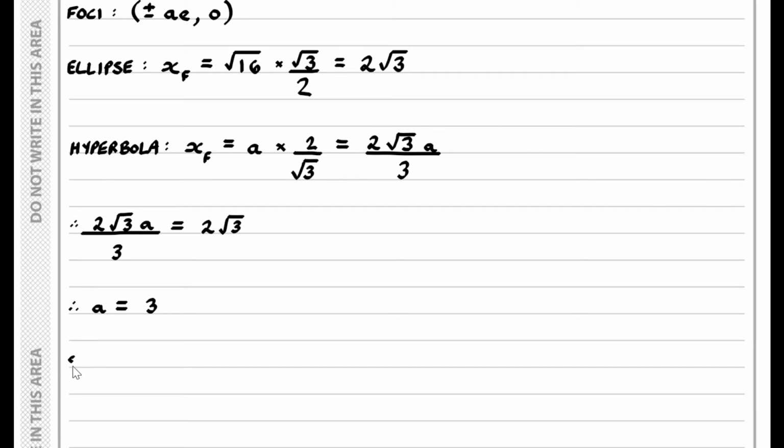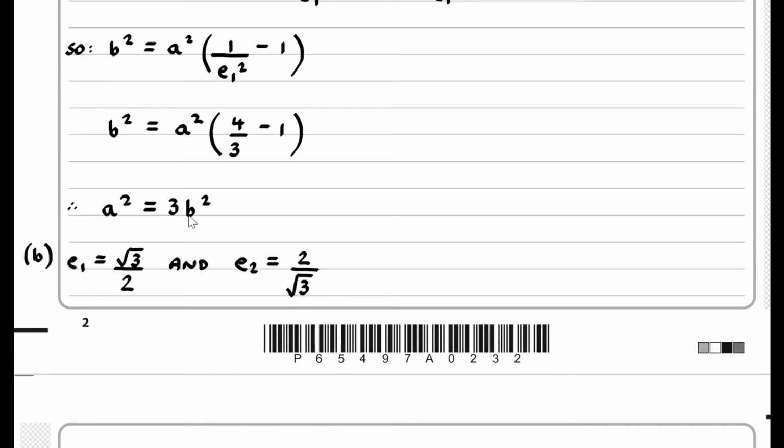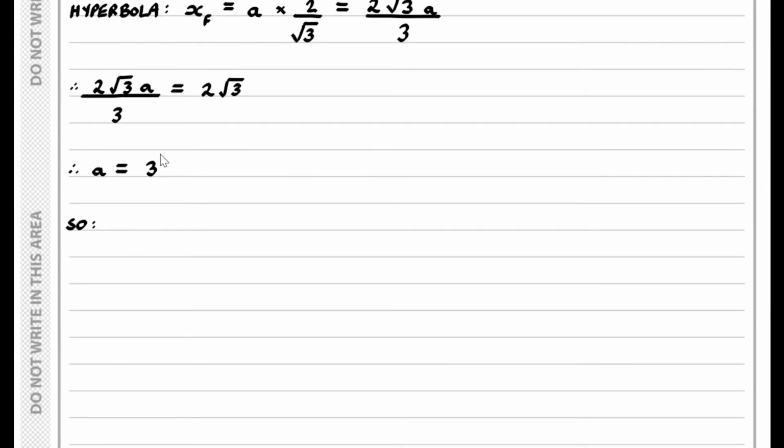And if a is equal to 3, we can use our result here to help us find out what b squared is. Well, if a is equal to 3, that means a squared is equal to 9, which means we have a squared, 9, equals 3b squared, which means b squared is equal to 3.